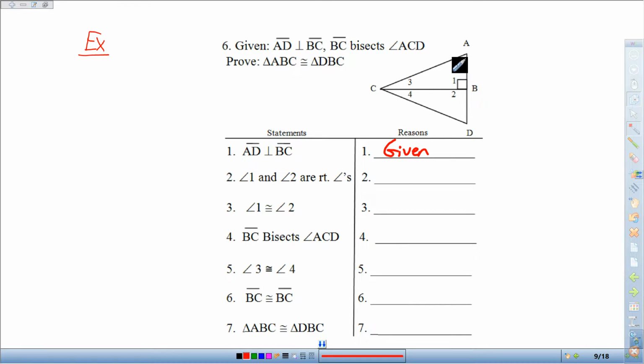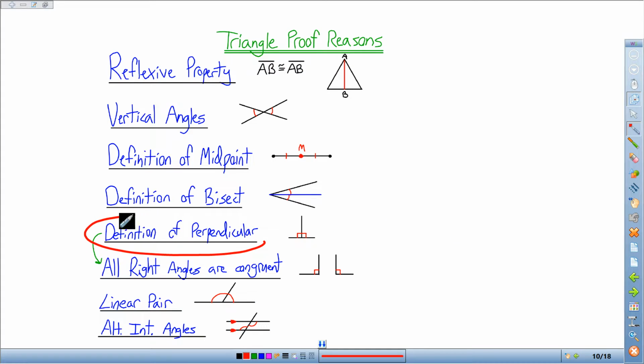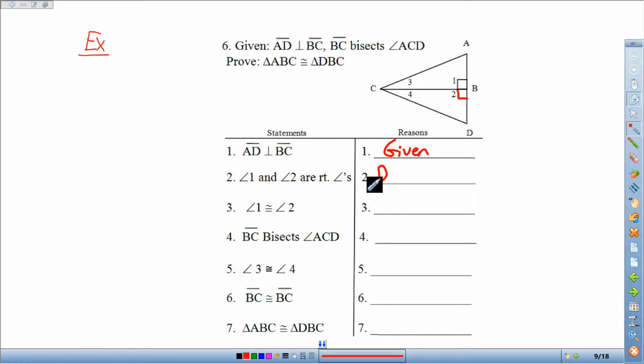So they're saying that AD, this line, is perpendicular to BC. All right. Well, if they're perpendicular, we know that they touch at a 90-degree angle. Not only is this a right angle, but angle 2 is also a right angle. And if you notice, that is our very next statement. Angle 1 and angle 2 are right angles. Why do we know that though? That has not been given to us. Well, that is the definition of perpendicular. So that's our next reason. I'm going to shorten it to just DEF for definition of, and then we'll shorten perpendicular to perp.